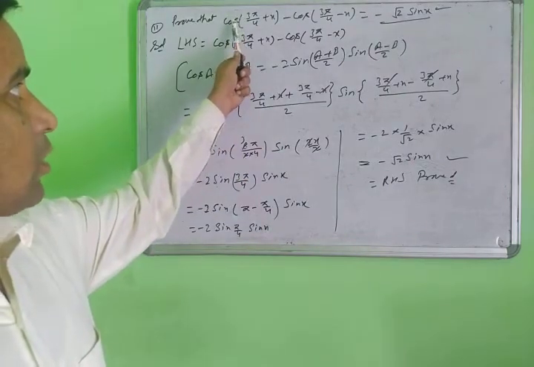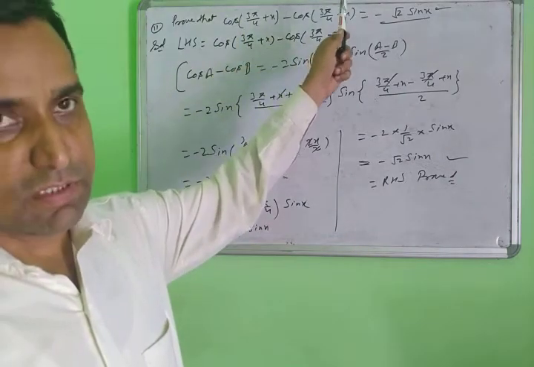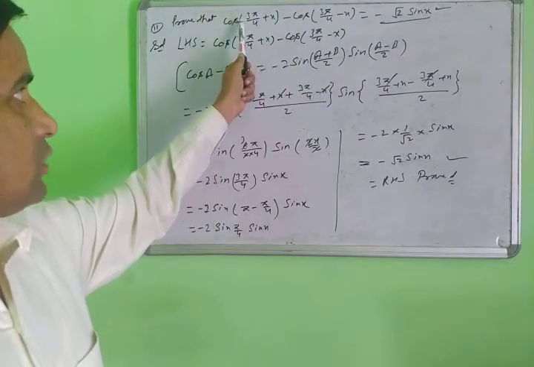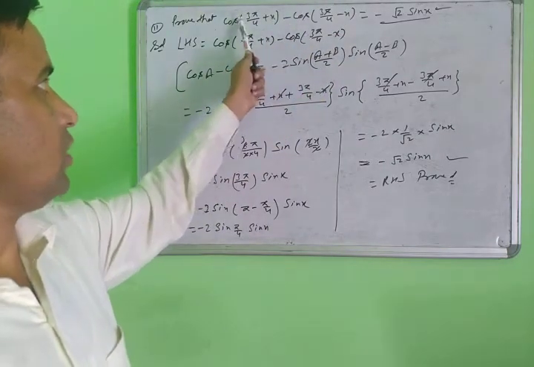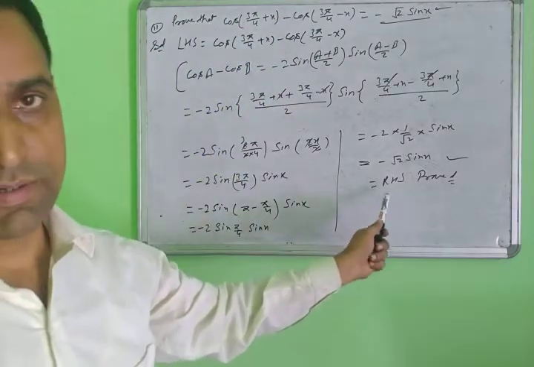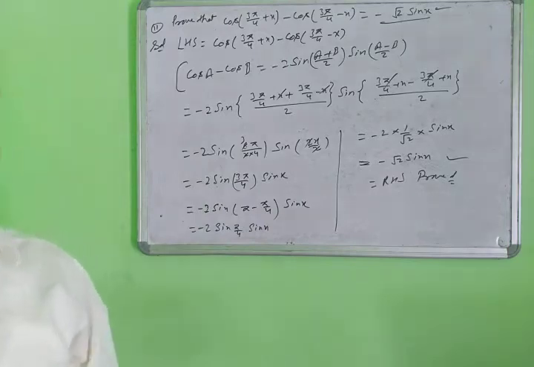Suppose you use cos a plus b or cos a minus b, the question will be very complicated and you will not get the answer. Suppose you use cos C minus cos D or cos a minus cos b, then using this identity you will get the answer very easily. Yes, note it down, then the next question.